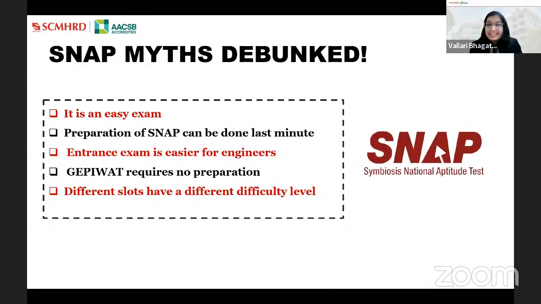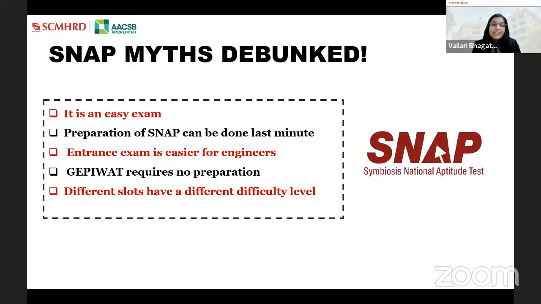So we want to debunk some SNAP myths. A lot of people say that it's an easy exam and the preparation of which can be done in the last minute. But SNAP is an exam which has 60-60-60 pattern, which is a 60-minute paper with 60 questions and 60 marks. And it's a speed-based exam. That's something as aspirants, we all need to focus on from the beginning, since it cannot be developed at the last minute.